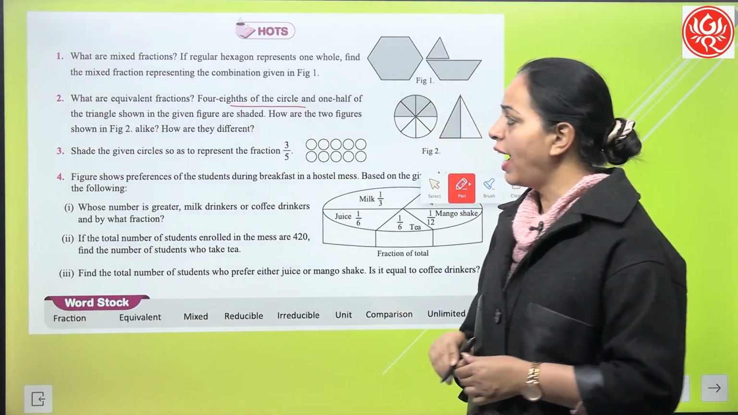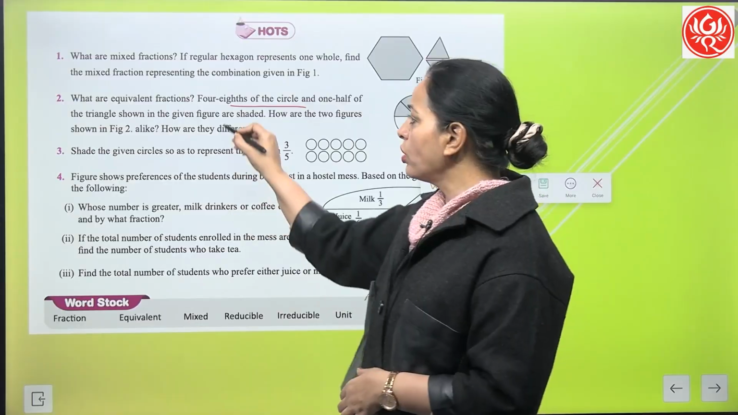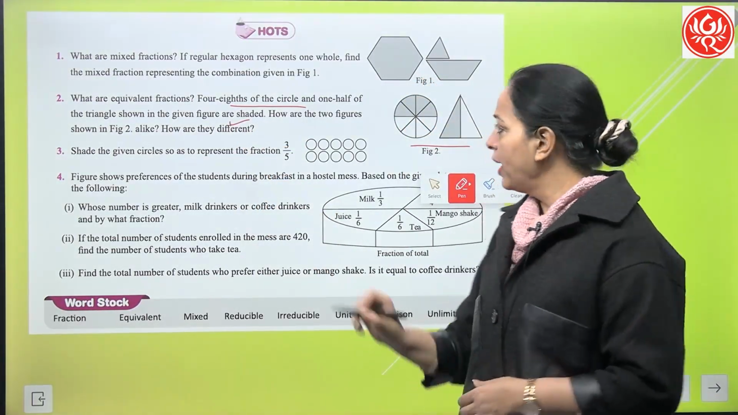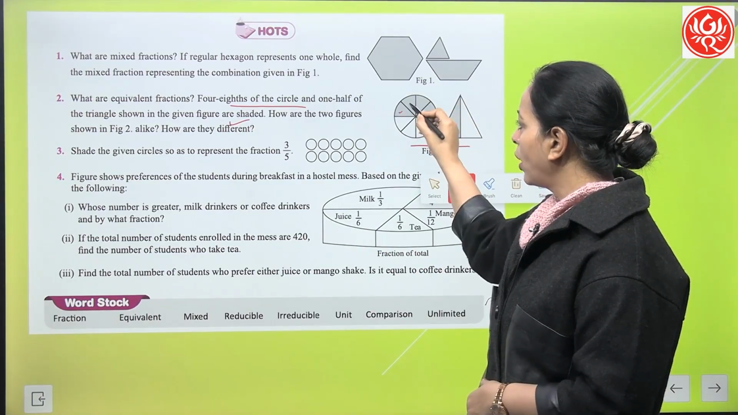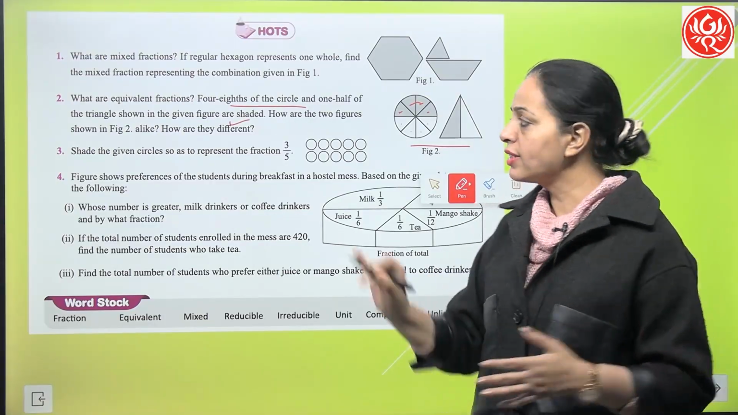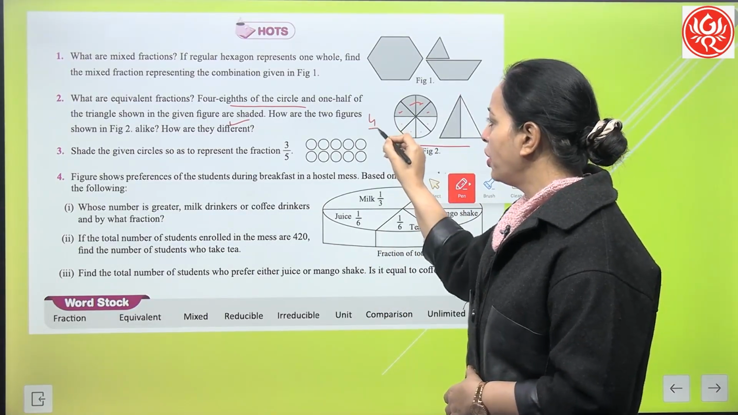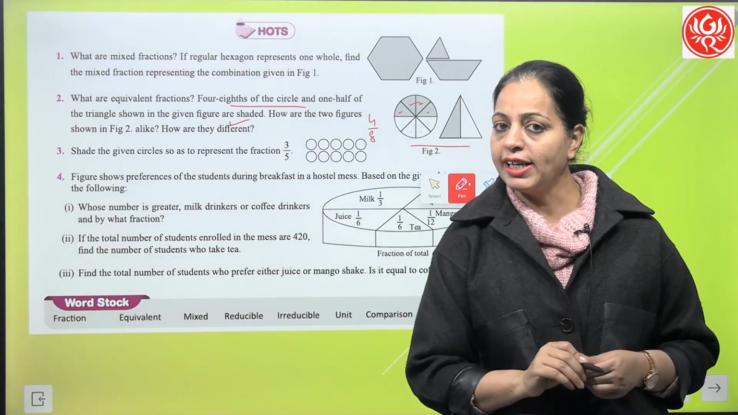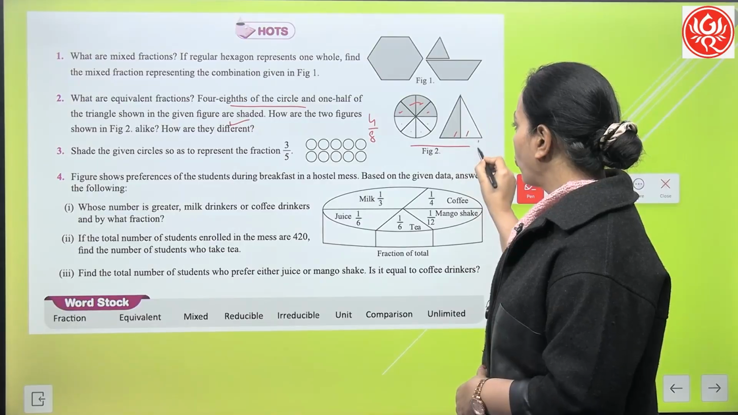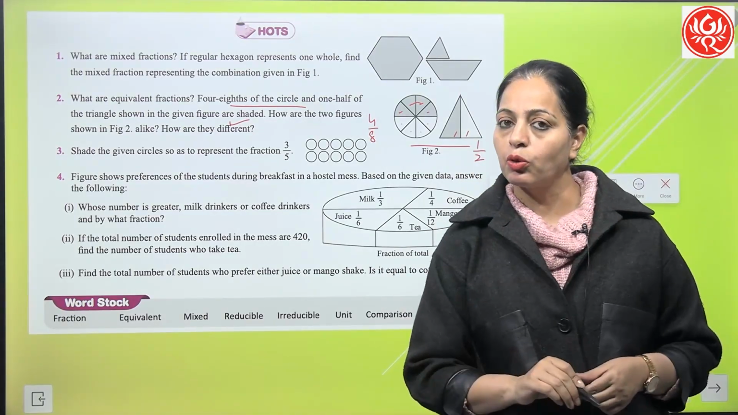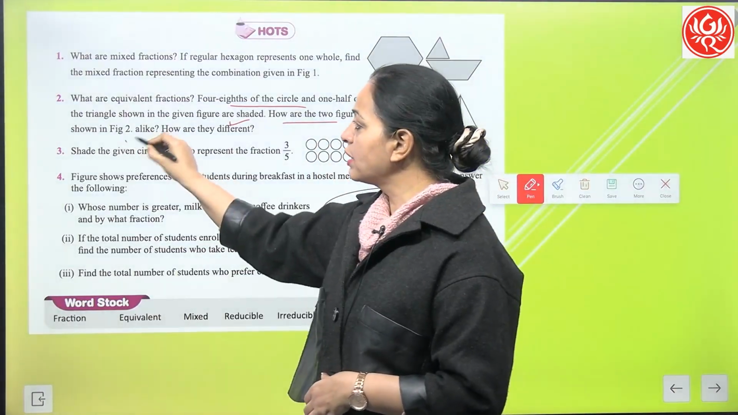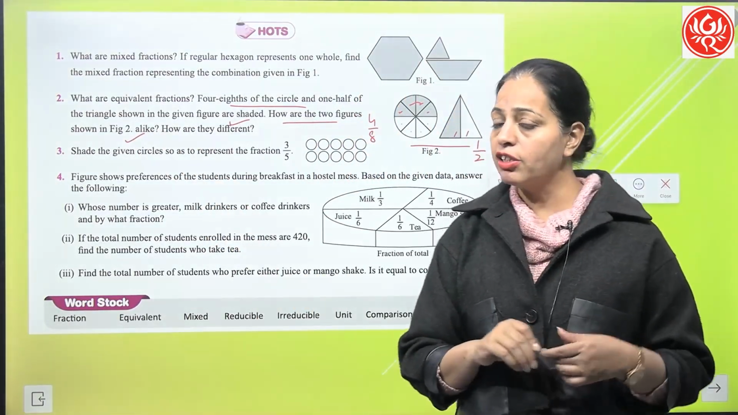Now 4/8 of the circle and 1/2 of the triangle shown in this given figure are shaded. Here one figure is given. Here one circle, total 1, 2, 3, 4, 5, 6, 7, 8. Total 8 parts, out of 8, 4 are shaded. It means 4 by 8 is the fraction, and here total 2 equal parts, 1 is shaded, 1 upon 2. So how are the two figures shown in this figure alike, and how are they different?